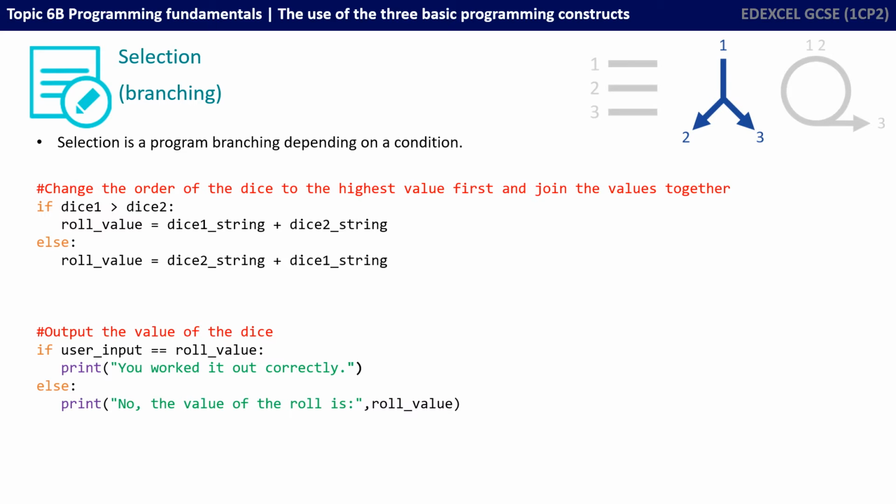So here we can see at the bottom, if user input equals roll value, print, you worked it out correctly. Otherwise, print, no, the value of the roll is something else. So this is really common and is the first typical selection or branching statement you learn.